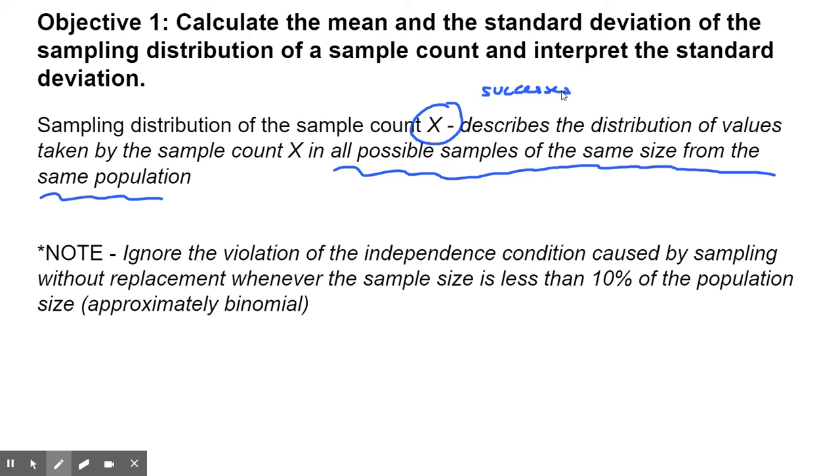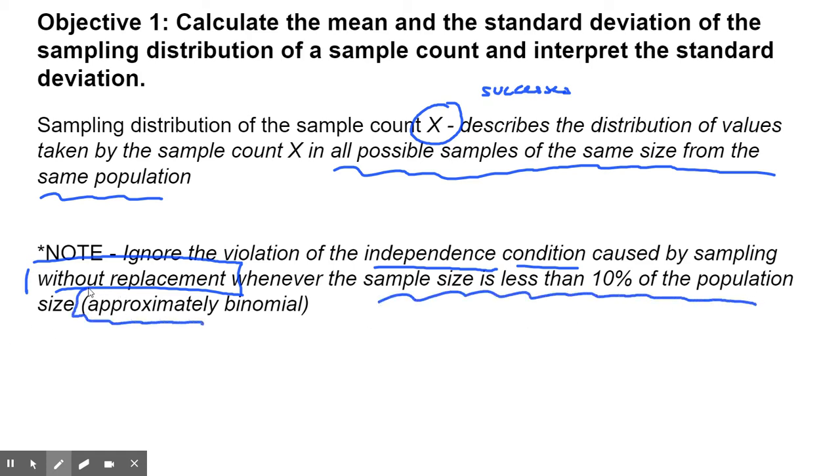Only two options. Now, there's an important note here, not really important for our class, but it should be talked about. We can ignore the violation of the independence condition caused by sampling without replacement whenever the sample size is less than 10% of the population. This is what's going to make us approximately binomial, not exactly binomial. So if you remember from section, I think 5.3, there was this BINS acronym for a binomial setting, and the I did stand for independent.